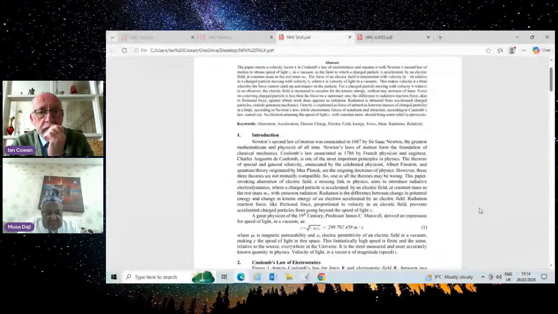Newton's second law of motion was enunciated in 1687 by Sir Isaac Newton. This man is certainly the greatest mathematician and physicist of all time. Newton's law of motion formed the foundation of classical mechanics. Coulomb's law, enunciated in 1787 by the French physicist Charles de Coulomb, is one of the most important principles in physics.